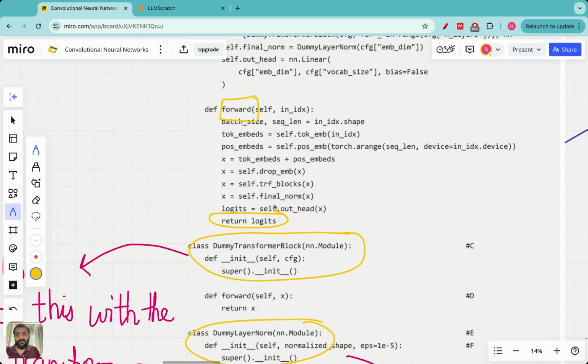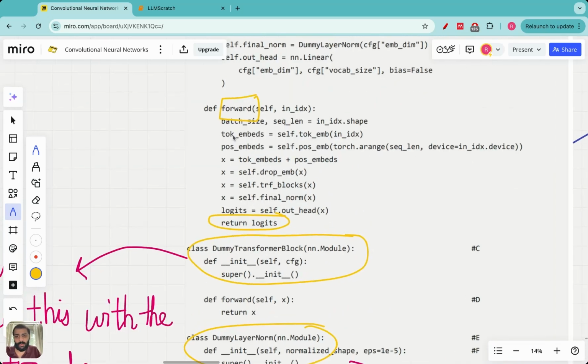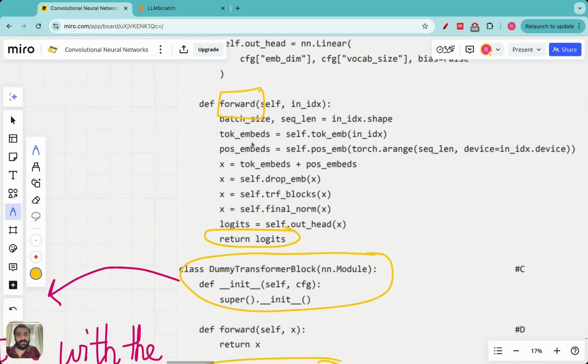So ultimately, we are going to see this entire workflow today. We are going to have the input IDs, which will be converted into token embeddings. Then we'll add positional embeddings. We'll add the dropout layer. We'll pass the output of the dropout through the transformer block. Then the output from the transformer block will be passed through another layer, a normalization layer. And then we'll finally have an output head layer and we'll return the logits.